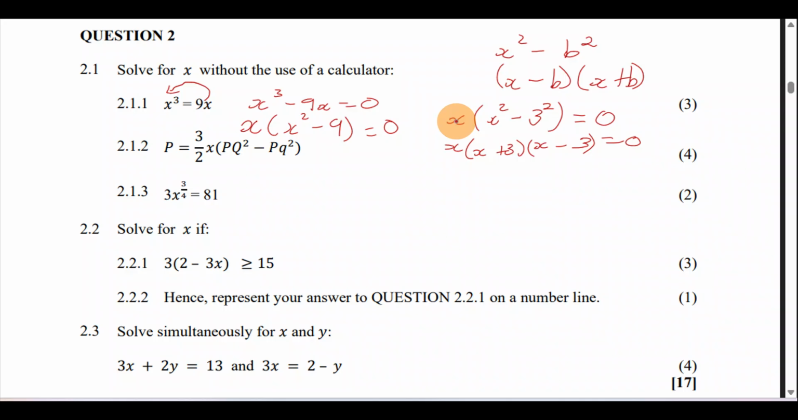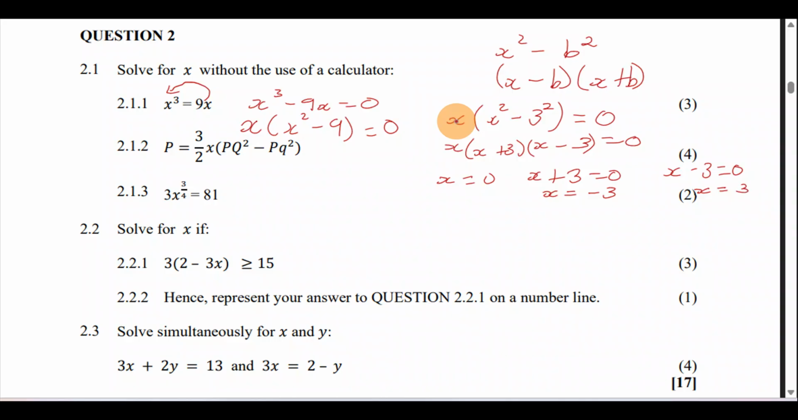Meaning now we have three options. We have x is equal to 0, we have x plus 3 is equal to 0, and we also have x minus 3 is equal to 0. So we have x is equal to 0 as an answer. x plus 3 is equal to 0 gives us x is equal to minus 3. And x minus 3 is equal to 0 gives us x is equal to 3.